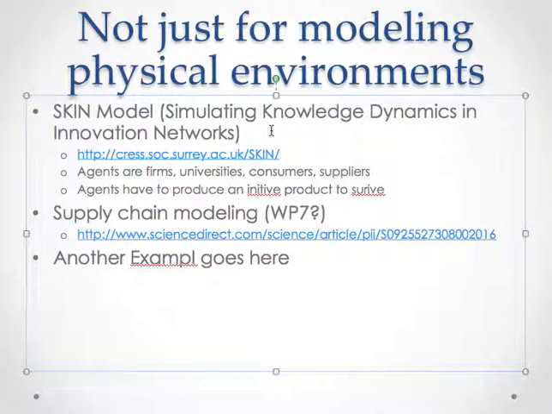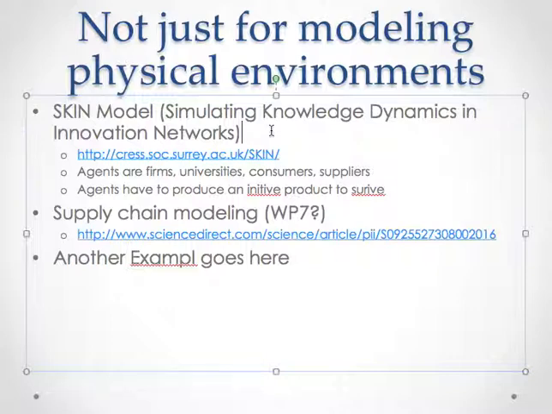So one that I played with is the SKIM model. The SKIM model tries to simulate the transfer of knowledge between different institutions in a knowledge network, an innovation network. In this example, agents aren't just one thing, so they're not one person. In the SKIM model they're firms or universities or consumers or suppliers. So the agents don't have to be a single thing. You can scale it up so an agent could be a whole institution, like they are in the SKIM model, or they could just be one thing. They could be a person.